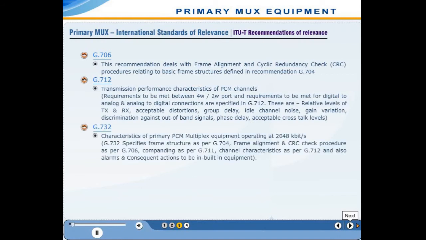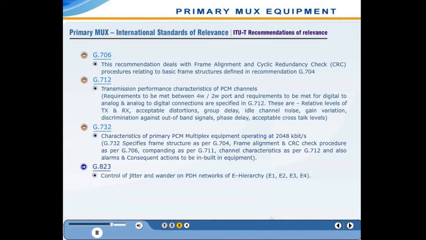ITU-T recommendations of relevance. G706 recommendation deals with frame alignment and cyclic redundancy check procedures related to basic frame structures defined in recommendation G704. G712 recommendation deals with transmission performance characteristics of PCM channels. G732 recommendation deals with characteristics of primary PCM multiplex equipment operating at 2048 kilobits per second speed.